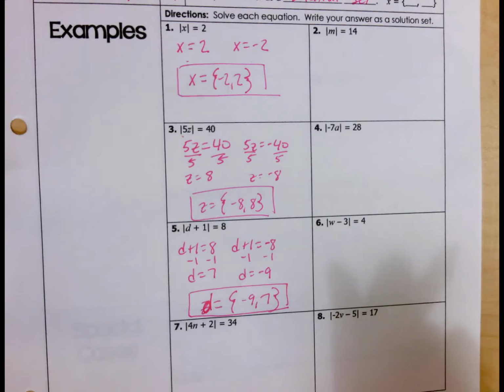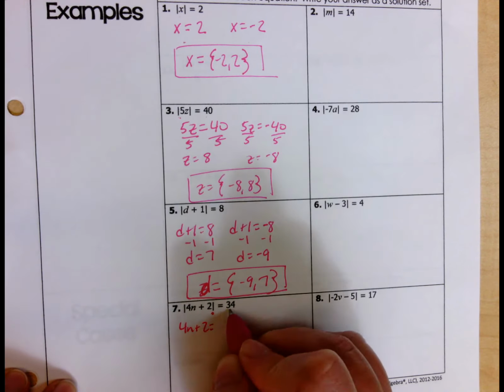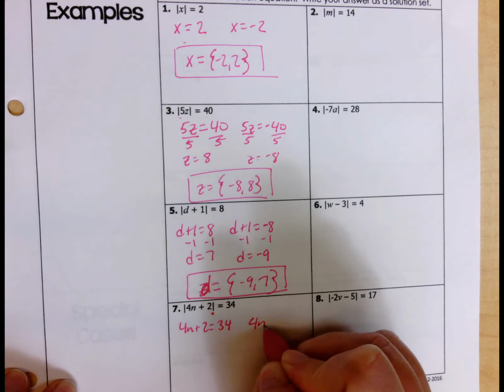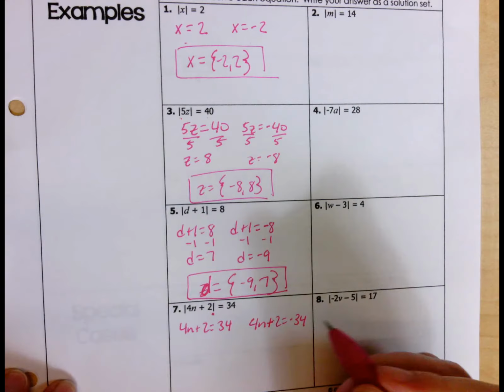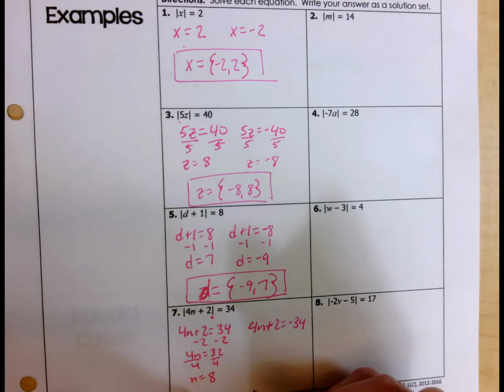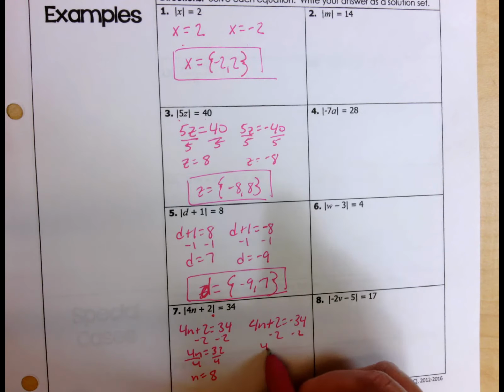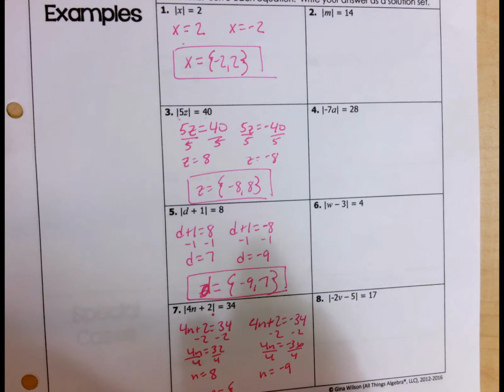Okay, keep going. Here's one more example, just like that. Isolate it first. It is isolated. Take the inside, 4n plus 2, set it equal to positive 34, and set it equal to negative 34, the positive and the negative. Solve them both. So the first one, subtract 2, divide by 4, n is equal to 8. The second one, we subtract 2, we divide by 4, and n is equal to negative 9. So those are our two final answers. N is equal to negative 9 and 8.